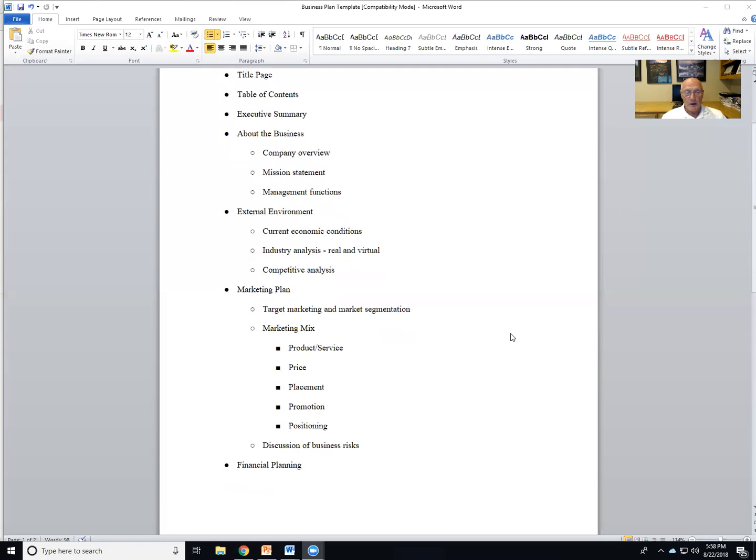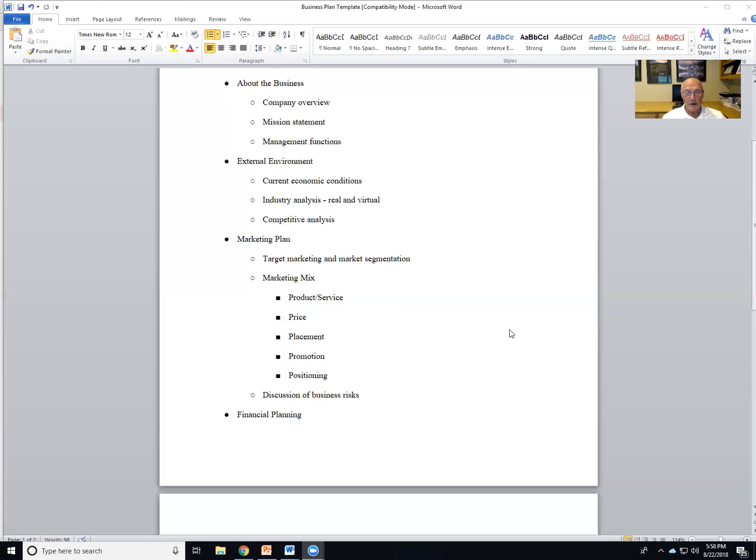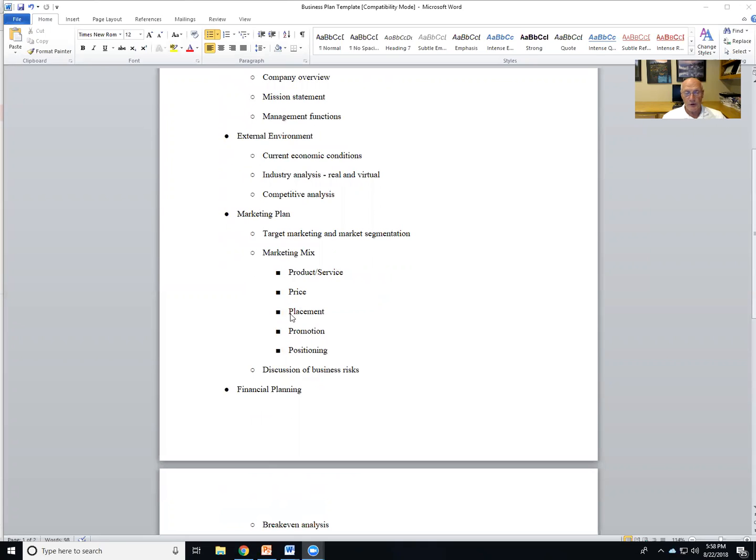Okay, in the marketing plan, here's where we talk about what I mentioned before, the P's of marketing. This template really came from the business plan competition format that I found on the website. They talk about 5 P's of marketing: product or service, price, placement, promotion, and positioning. Those are all things that we talked about briefly in the marketing video.